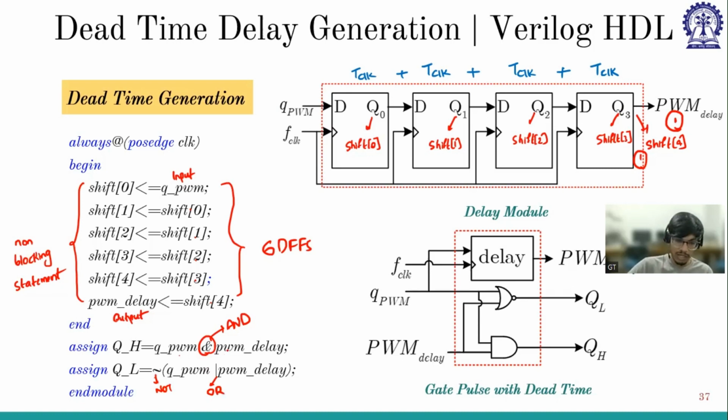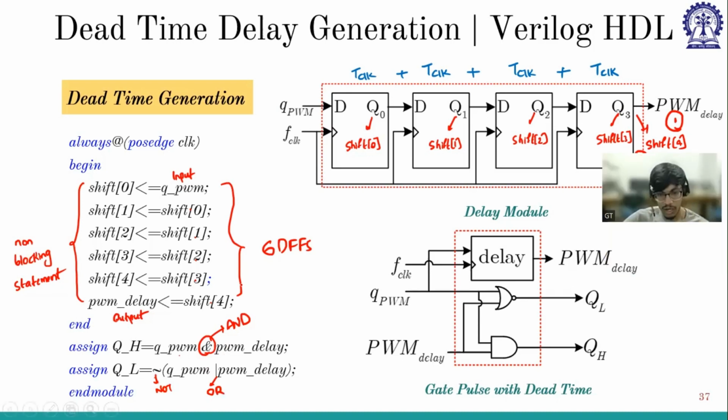So this is what SAR is using. So whatever PWM that SAR is getting, QPWM, SAR is using one delay block, so that SAR will get QPWM delay. And using this QPWM and PWM delay block, SAR is getting Q high as well as Q low. Q high is AND operation and Q low is NOR operation. And the logic, first try to understand the logic and then try to implement it in Verilog. So this completes the dead time, but I will show the simulation now.